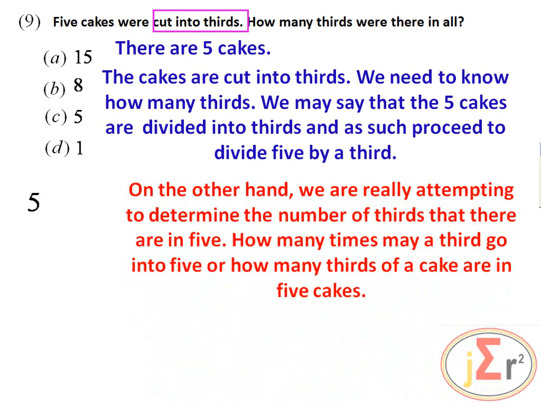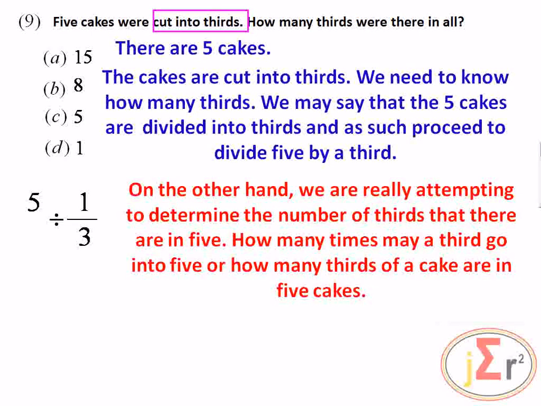On the other hand, we are really attempting to determine the number of thirds that there are in 5. How many times may a third go into 5? Or how many thirds of a cake are in 5 cakes? It is the same problem. How many tens are in 30? 3. How did you get 3? By dividing. So if we ask how many thirds are in 5, we will have to follow the same procedure. We would have to divide. So we would divide 5 by a third.